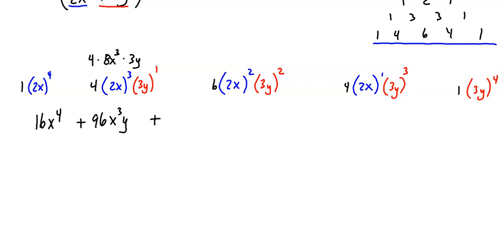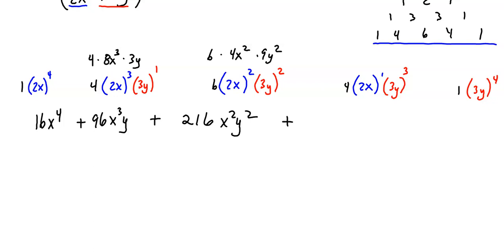Next chunk, I have 6 times 2x squared, which is 4x squared. And 3y times 3y is 9y squared. So multiply your coefficients: 6 times 4 times 9. So 24 times 9 is 250 minus 24. Is that 216, I believe? 240 minus 24, yeah, 216. And it's x squared, y squared.